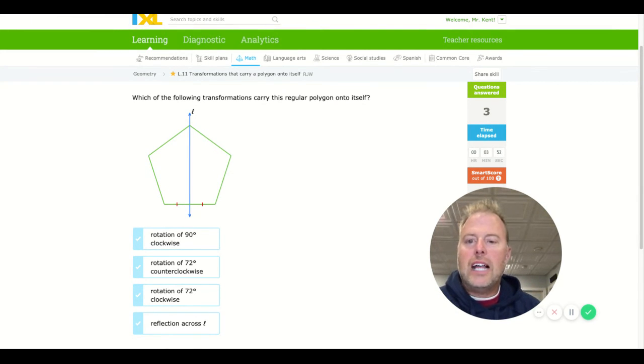And I'll do this one last. This is carrying it onto itself with either rotation or reflection. Okay. In this case, reflecting across t would work, right? Because it's the same here as it is there. So reflection across t would work. But something else would work too. A rotation would also work.